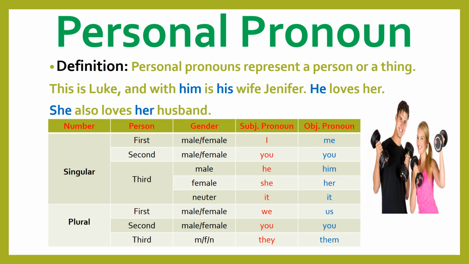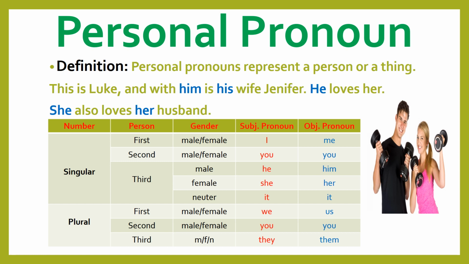Now the plurals. The first person plural, we, is the subject pronoun, and it is used for both genders, male and female, and the object pronoun of we is us. Second person pronoun is you, and it is also used for the male and the female gender. And the object of the second person plural you is also you. So you is singular and you is also plural. This is the same in the subject and the object pronoun.